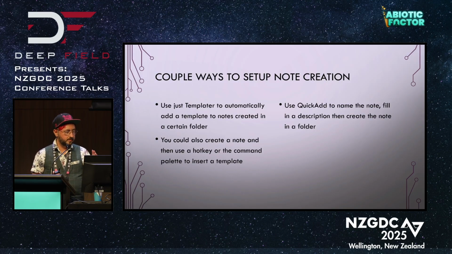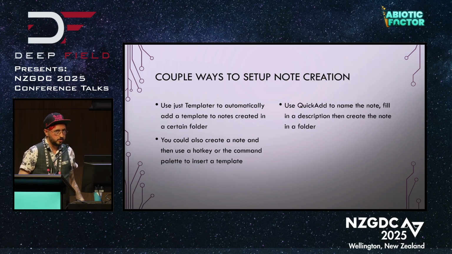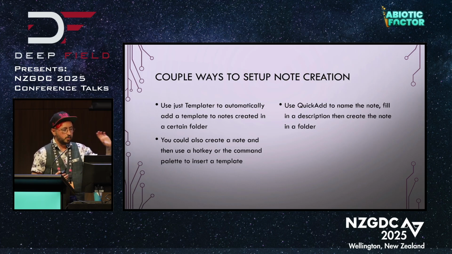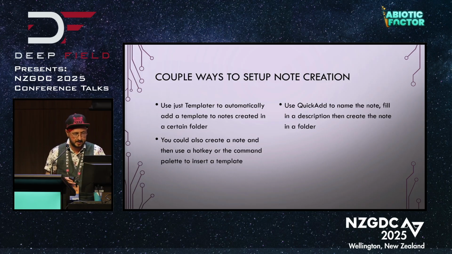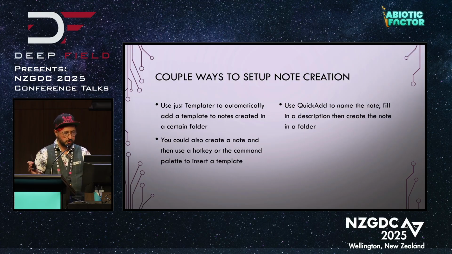Also, the other route to take is the Quick Add plugin, in which it will pop up a little dialog where you can name the note, then it will pop up another dialog and you can fill in a description, and then it will create the note in the folder you want it to be in, which is great. I love automating away friction, creating notes in the right place with the right information.